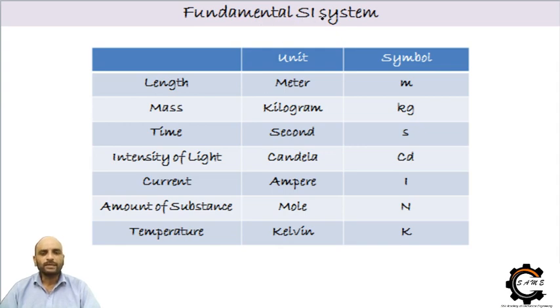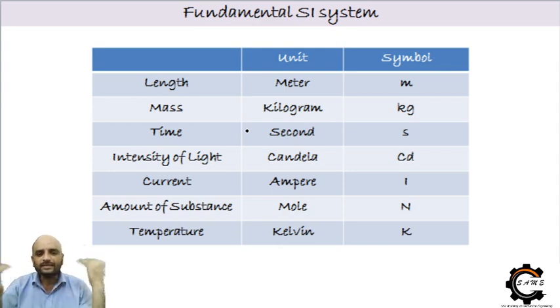Now, in the SI system, there are supplementary SI units and fundamental SI units. The unit for length is meter and the symbol is m. These are the 7 fundamental SI units: length, mass, time, intensity of light, current, amount of substance and temperature. The amount of substance is measured in moles, current is ampere, intensity of light is candela, time is second, length is meter. This is what the standard means, internationally accepted. I can't talk about centimeters like this, so I have to talk in meters and convert, even though the available data is in centimeters. How we convert that, we will see in upcoming slides.